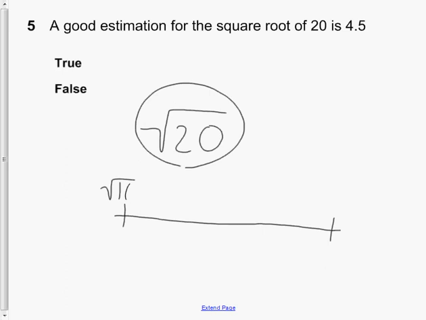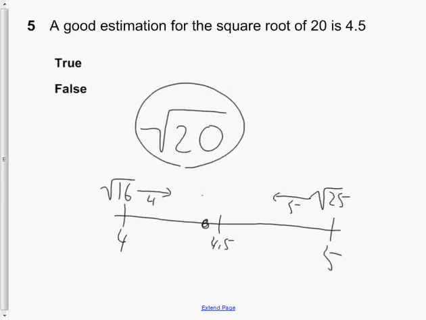And I know that the square root of 16 is 4, and the square root of 25 is 5. So right off the bat, if I look at this number line, I can tell that the square root of 20 is going to be 4 decimal something. And 20 is 4 away from 16 and 5 away from 25. So it's a little bit closer to the square root of 16, but not much. Right in the middle would be 4.5.